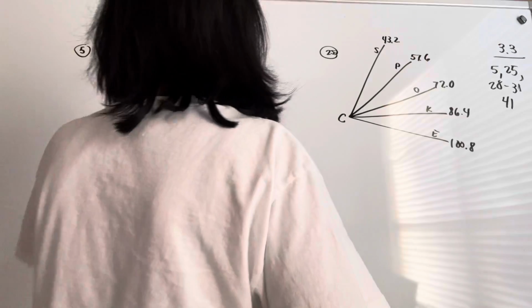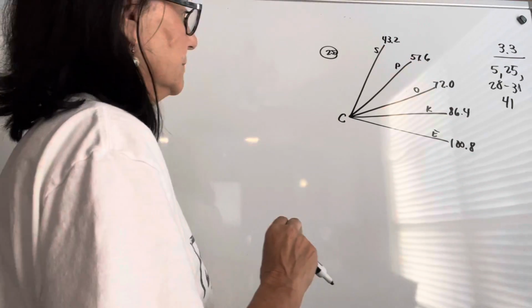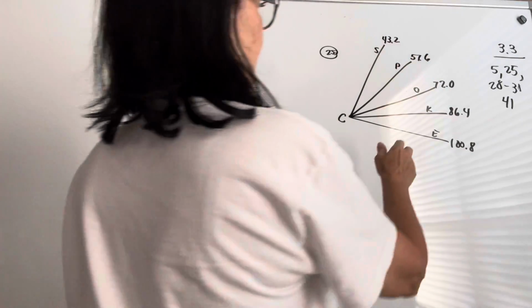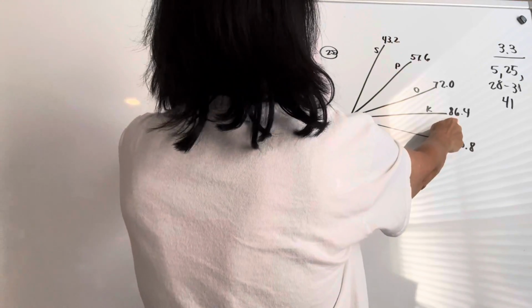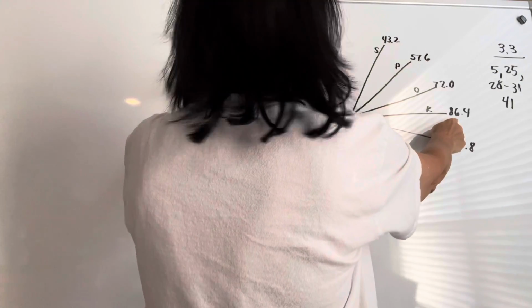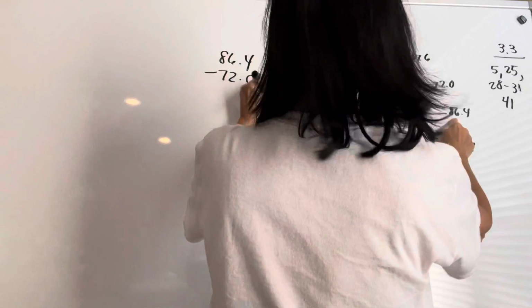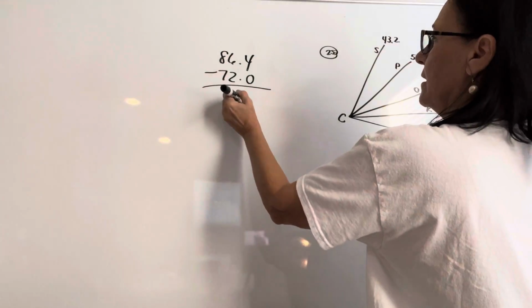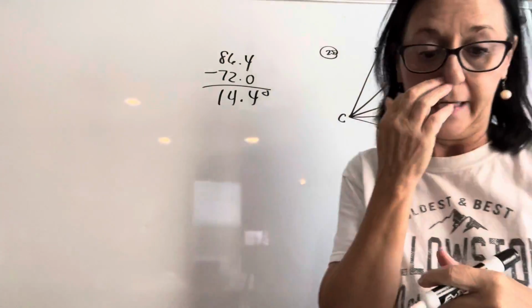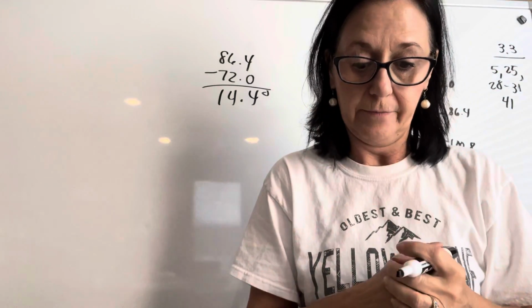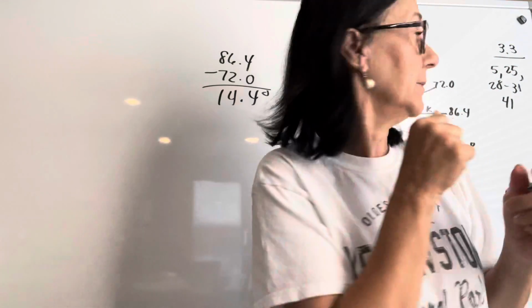So we're just going to subtract. I'm going to subtract the easiest one. 86.4 minus 72, and they should all be the same. So it's 14.4 degrees between each spoke. And that looks to be true.